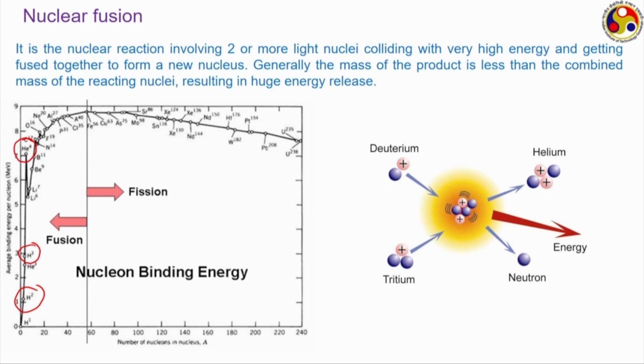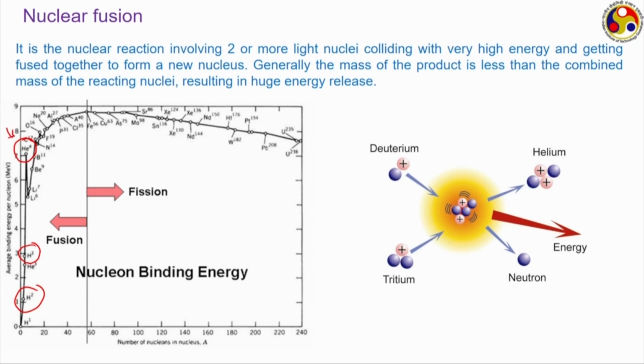And of course, as the combined mass of this helium 4 and neutron is generally found to be less than the combined mass of the deuterium and tritium, the corresponding mass defect gets converted to this energy release.